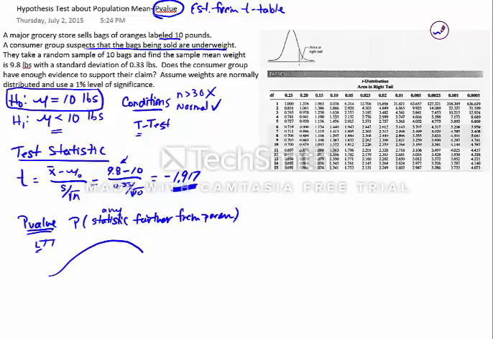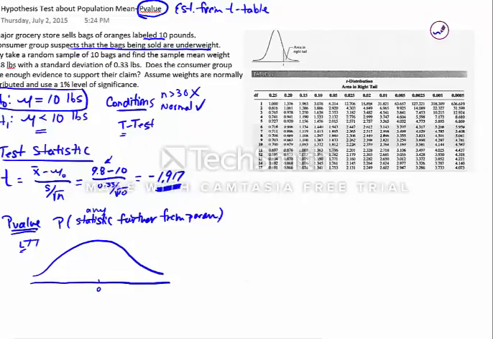So if we think about a t-distribution, because the sample means are going to follow the t-distribution here, that would be centered at 0. We got a t-score of negative 1.917. So further away from that would be any t-score less than negative 1.917. That would mean the sample mean is less than 9.8. And so this area here shaded in blue represents the p-value.